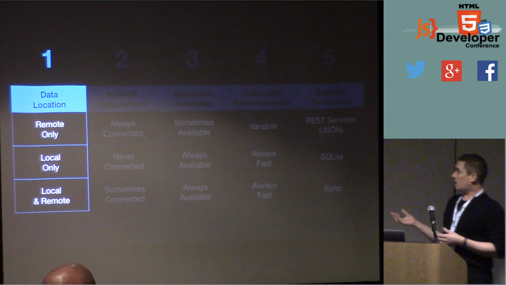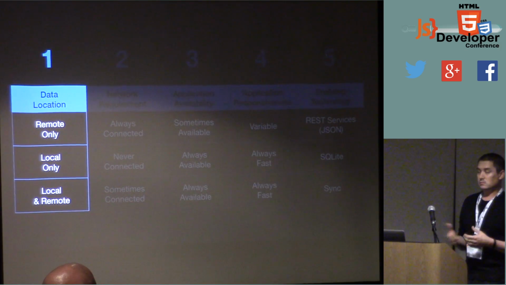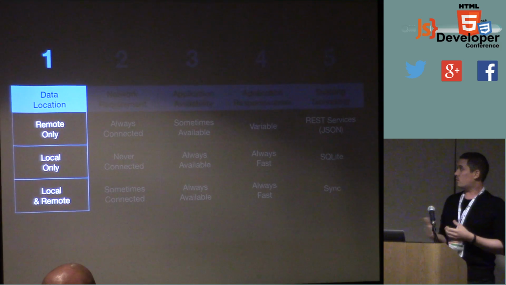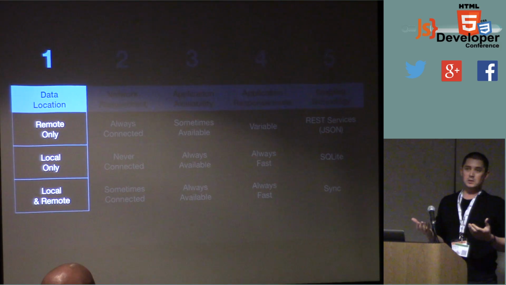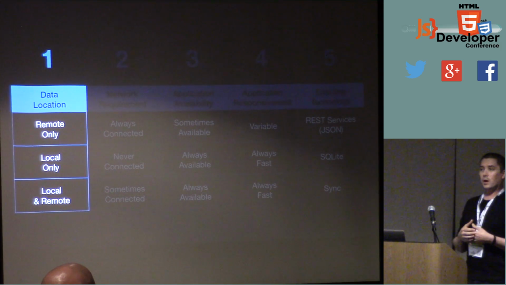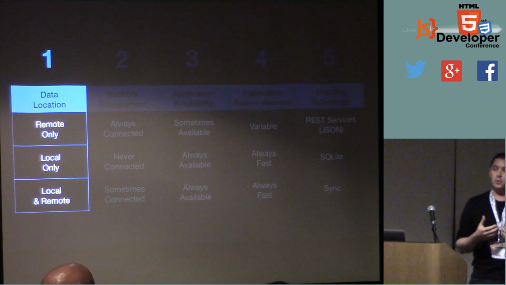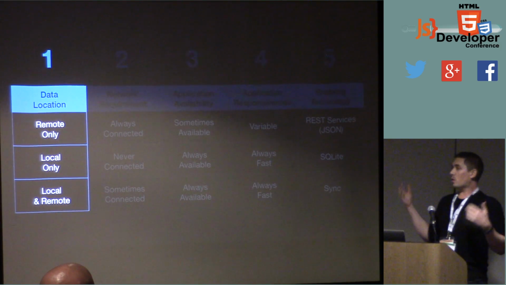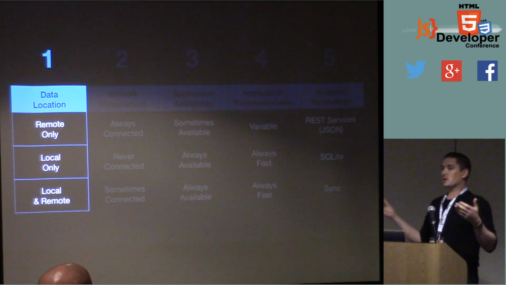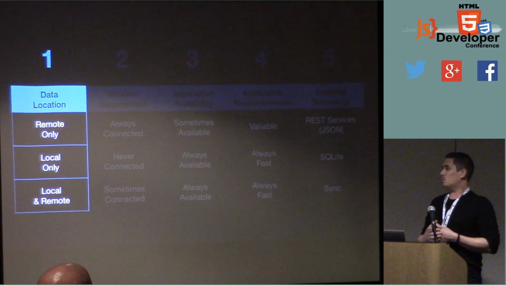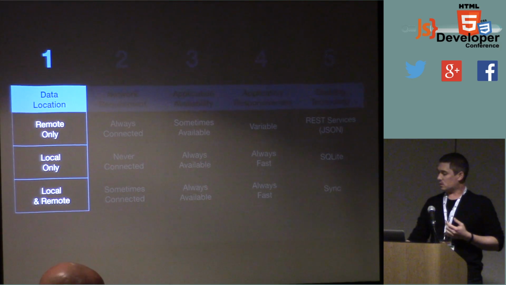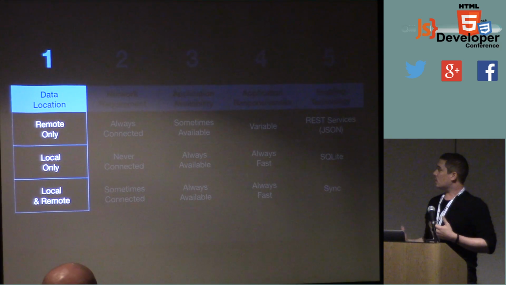So in mobile applications and any other application, you have 3 different location strategies you can employ. You can employ a data location strategy that stores your data remotely in the cloud, and it's only in the cloud, and that's what most of us do today. So if we have a network connection, great. If not, we just need to check back later.